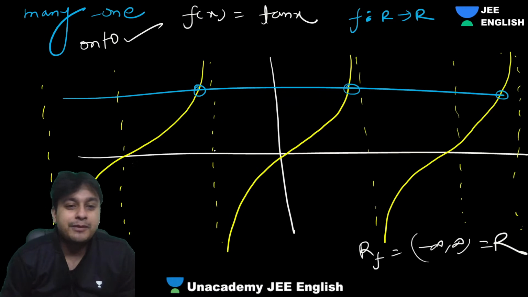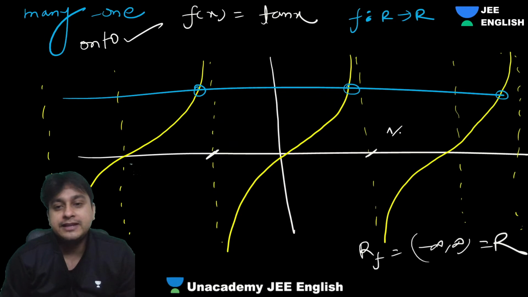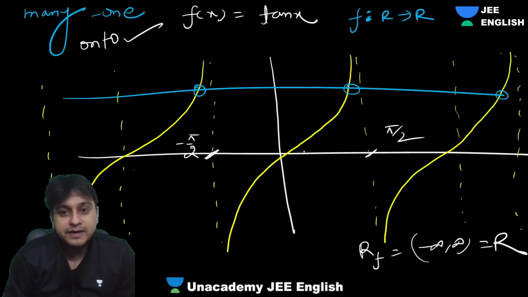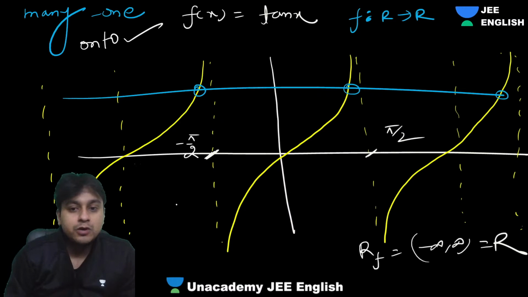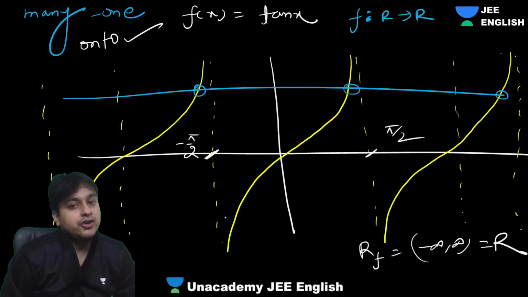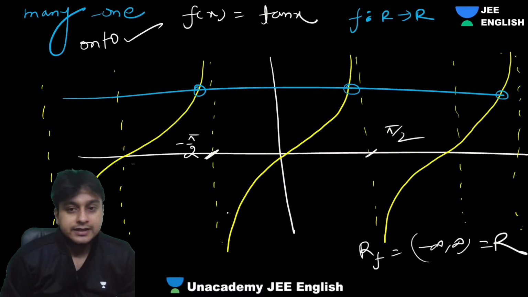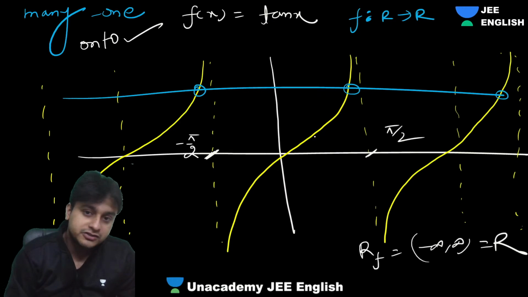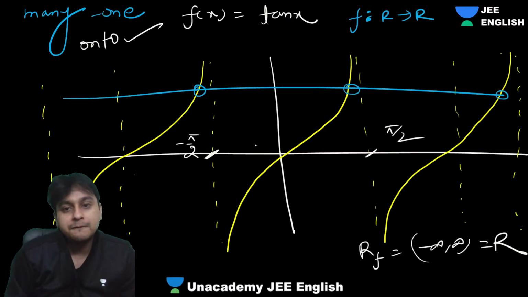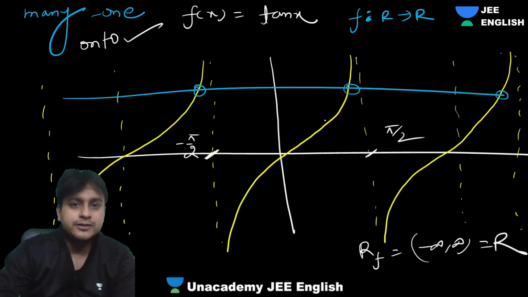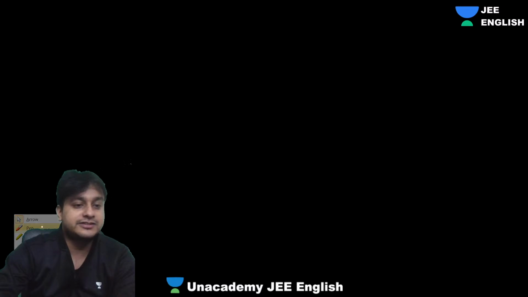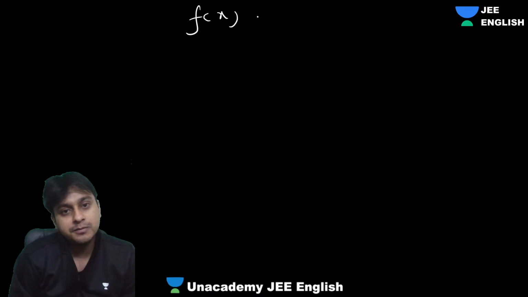It's looking pretty simple. If you cut the graph from minus pi by 2 to plus pi by 2, it will become a one-one function, isn't it? If you cut it from minus pi by 2 to plus pi by 2, it is a continuous function. It's not breaking anywhere. So we will cut tan x like this. Your f of x is nothing but tan x, but you've just curtailed the domain.